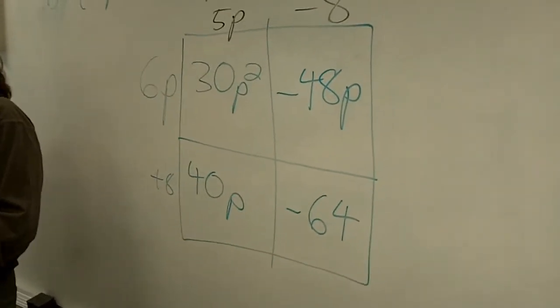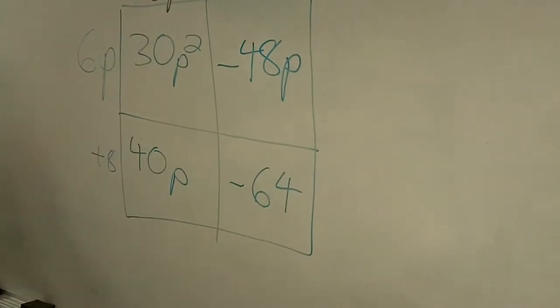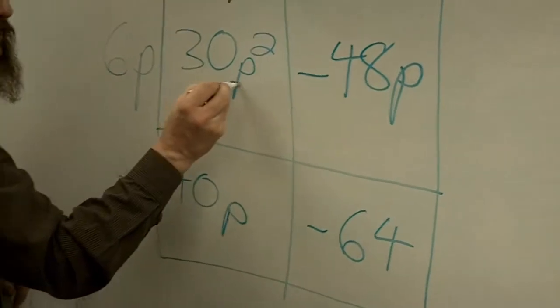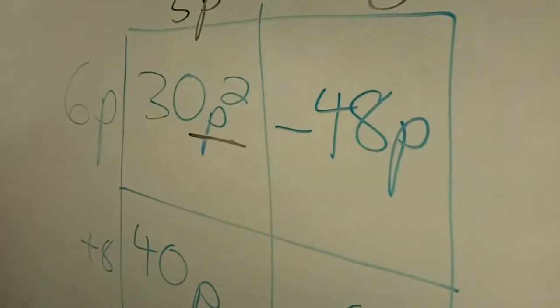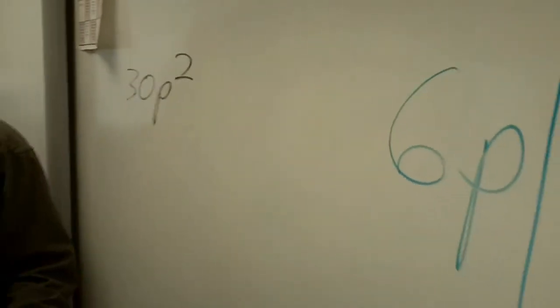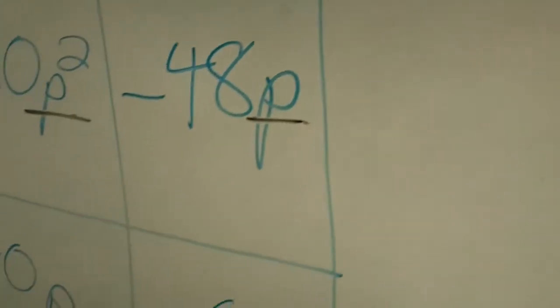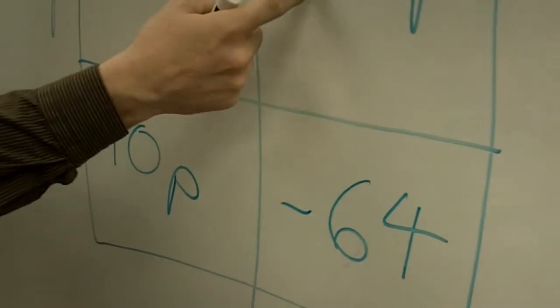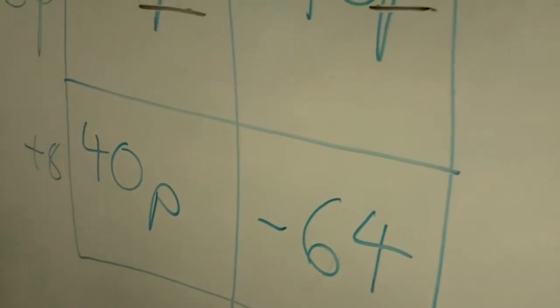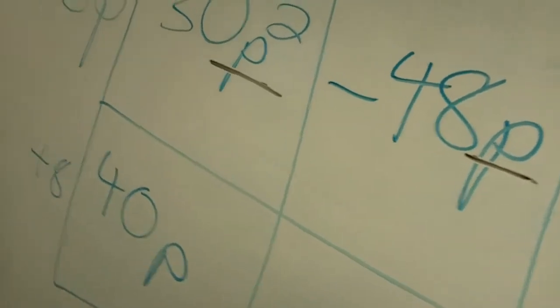Now, inside of the box, we add or subtract, depending on what our signs are. We combine like terms when possible. Do we have any other p squared terms? No. So we'll just write that down. 30p squared. Okay. Do we have any other p terms? Yeah. So we go negative 48 plus 40. It's negative 8p.